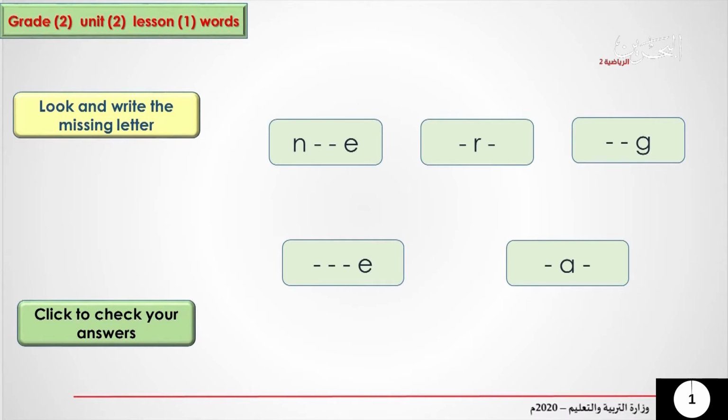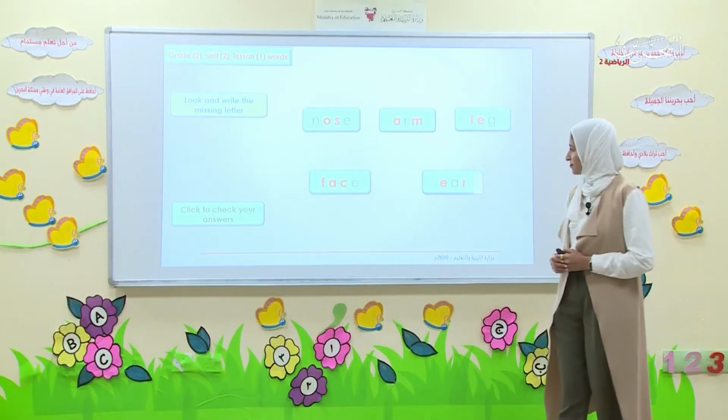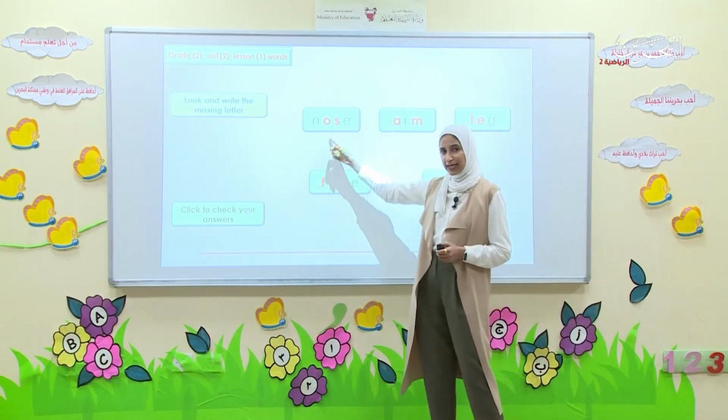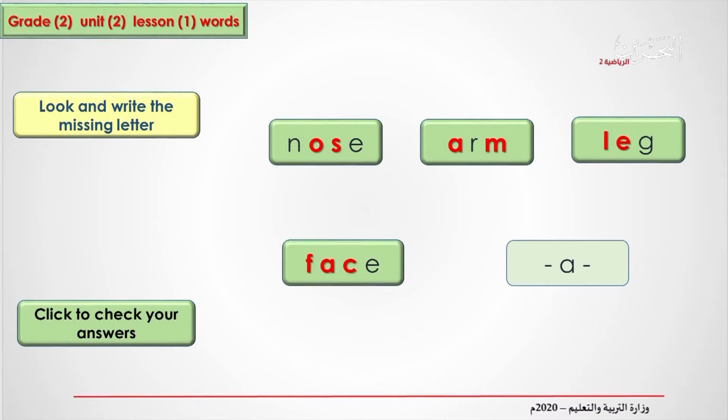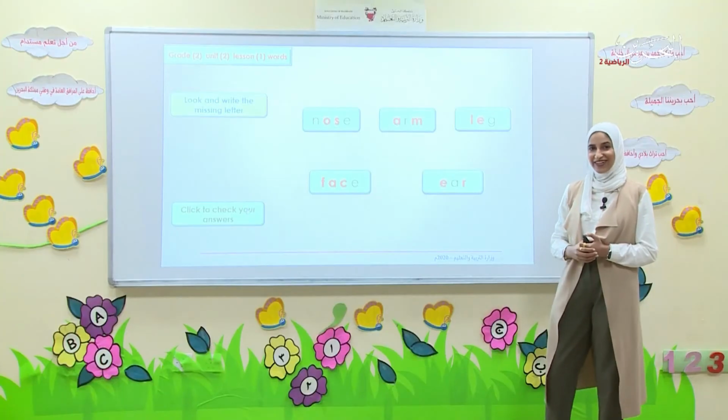Now let's check your answers. In the first word, we have two missing letters, O and S. Nose. In this word, we have arm, A-R-M, arm. Two missing letters in the word leg, L-E, leg. In the word face, the first three letters are face, F-A-C-E. The last one is E-A-R, ear. Very good.